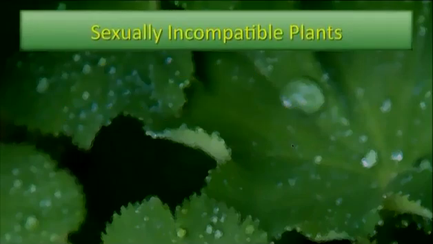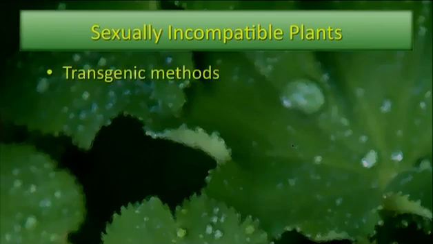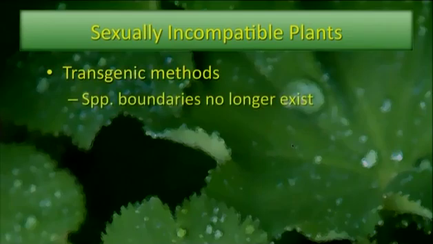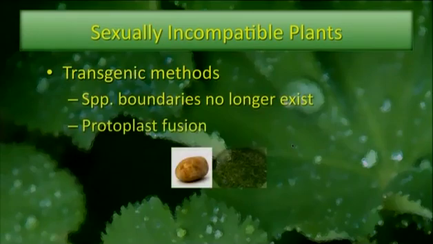Now for plants that are sexually incompatible, that means that you can't breed them together because they're not closely enough related, you have transgenic methods. So species boundaries no longer exist anymore. You have things like protoplast fusion, like they've done with potato and tobacco. So what can happen is you can actually do protoplast fusion or gene splicing. And these can be done when it's impossible to reproduce a plant sexually with another plant when they're not compatible with each other.